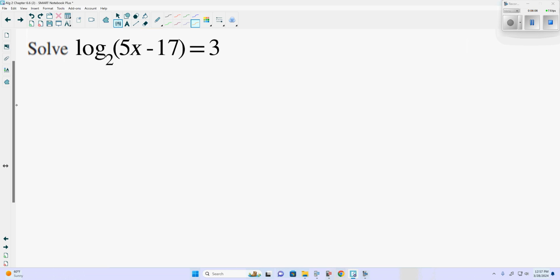Log base 2 of 5x minus 17 equals 3. So this is a little bit different because we aren't given a base and then a variable in the exponent. Now we're given a variable inside of a log, yes? On the previous ones, we used logarithms to undo exponents. So what do you think we're going to use here? We're going to have to use properties of exponents, because if a log undoes a base with an exponent, a base with an exponent should undo a log.